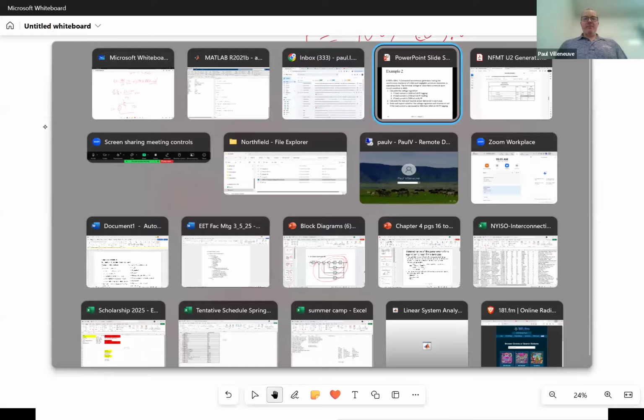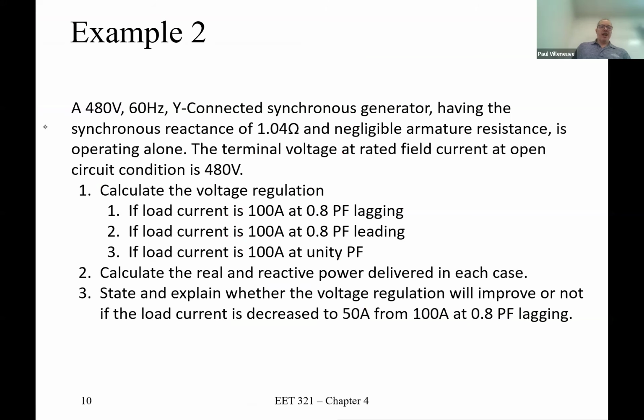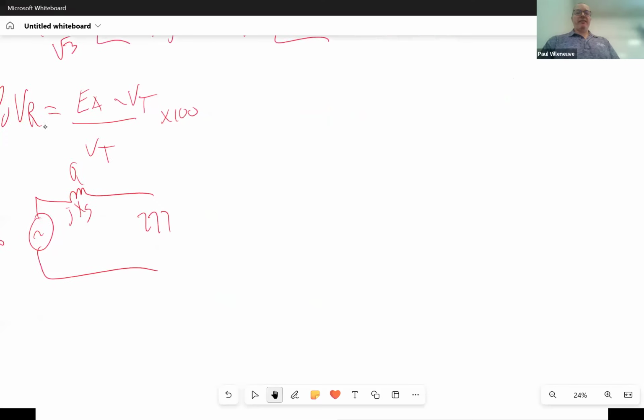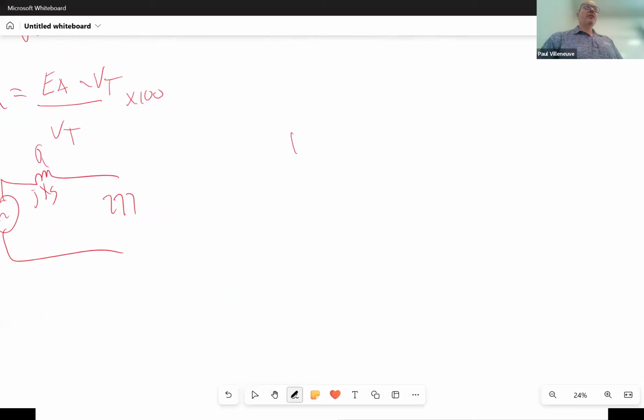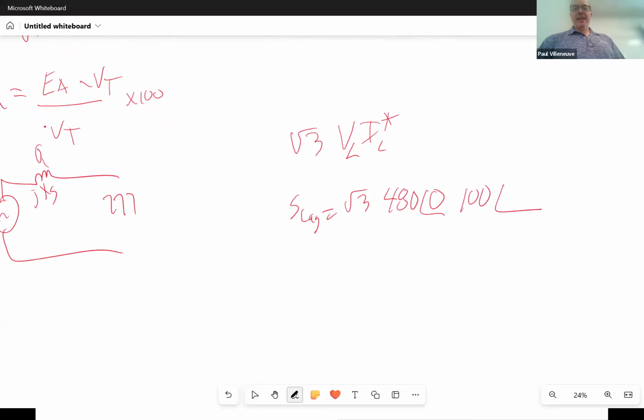So if I go back to my problem description, I've got all three cases. How do I calculate the real and reactive power in there? That one's pretty easy, right? It's always going to be square root of 3 times V I conjugate, because this is the line quantity and this is the line quantity. So S lag is going to be square root of 3 times 480, at an angle of 0, times I, which is 100, at an angle of negative cosine inverse 0.8. Have to take the conjugate of that.